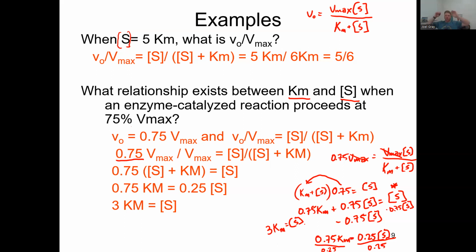So essentially, this second equation says when your enzyme is going 75% of its maximum speed, what is the concentration of your substrate whenever that's the case? And the answer is your substrate's concentration is 3 times your Km. Okay, so let's just review this term, Km. Your Km is the concentration where your enzyme is at half of its maximum velocity.